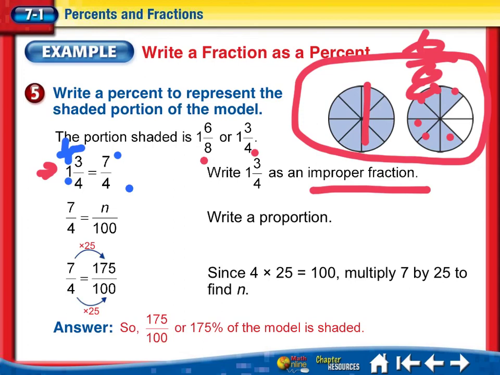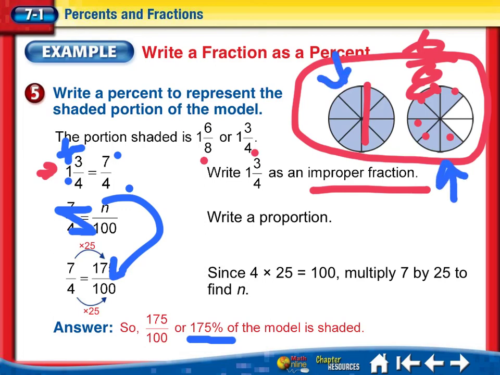Then we're going to write 7/4 as the proportion like we did before. Remember, this is where we do the z. 4 goes into 100 25 times. 25 times 7 is 175. And you can see they did it right down here for you. Okay? So we write that as 175 over 100. That is said as 175% of the model is shaded. That means 100% of this one right here, and then 75% of this one. Okay, so it's 175%, one whole and 75% of another.